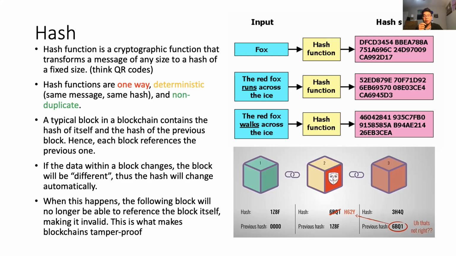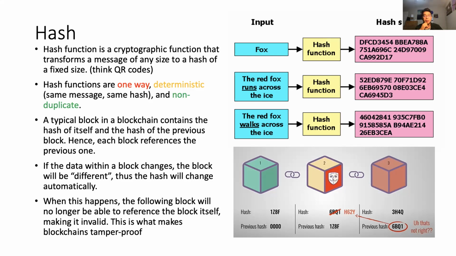And deterministic means the same message will always produce the same hash. If I type in ABC, it's always going to give me XYZ. Even if I just randomly guess ABC, I'm going to be able to get that hash. And the last one is non-duplicate. That's pretty straightforward. It just means no two hashes are the same.